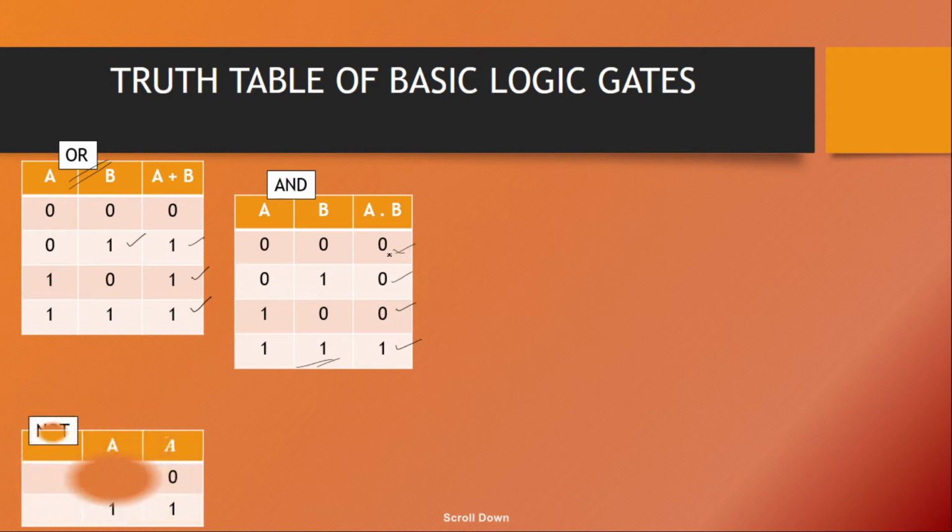Moving further, we have the NOT operation, which is just the complement of the input. Sorry for this, there's a small printing mistake. So 0's complement is 1, and 1's complement is 0. This is A complement. So that is the NOT operation. Whatever input you give, it is inverted.